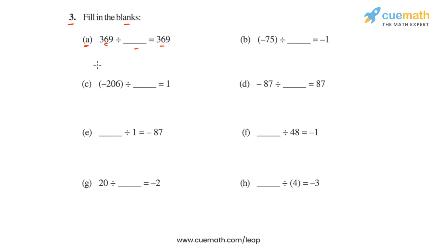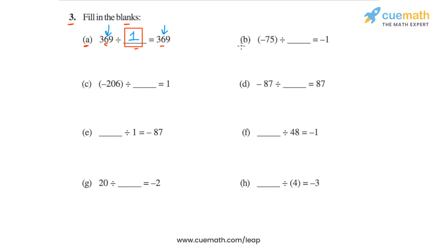Well, this one is simple. Since the dividend and the quotient are exactly the same, the divisor must be equal to 1. So in part A, the correct answer is simply equal to 1. So let me highlight the correct answer.